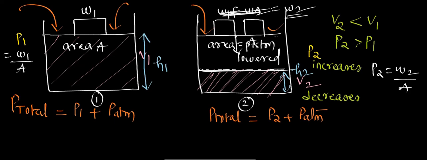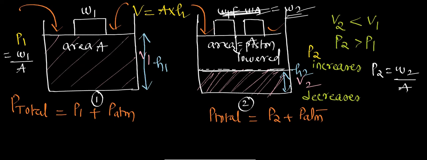What is the formula of the volume? Length into breadth into height. That is the formula for volume. I can take length into breadth as the area, so then area into height. Volume is equal to area into height. Clear?